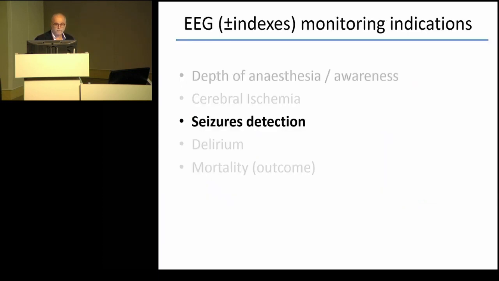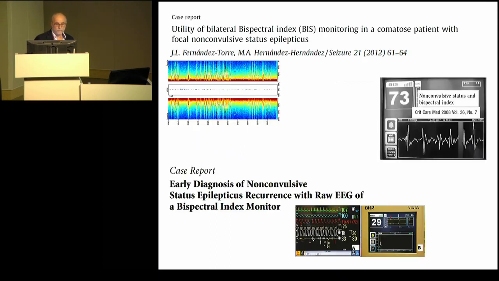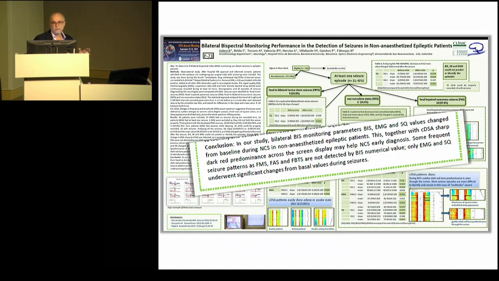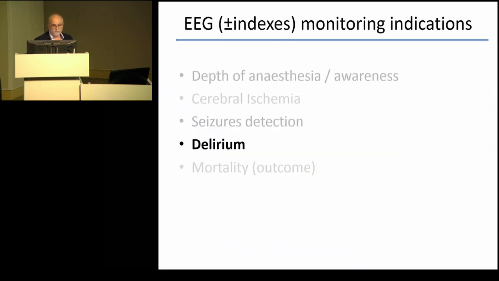Seizure detection has also been shown in several papers with the use of BIS or of other indexes. You have several descriptions in papers of patients who were in the operating room and the seizures were detected by sudden changes in the EEG. In a very recent study of our own team, we've seen that very few seizure activities are detected by the BIS. Just when you have a non-convulsive status are you able to detect these changes in the activity, but not when you have any other type of seizures that are not generalized. So probably do not expect to find seizures in your patients just by having them anesthetized.